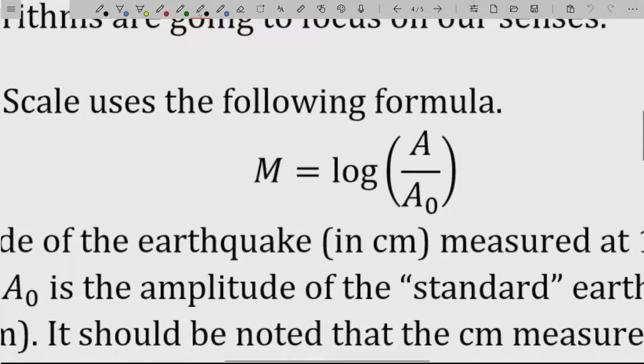A here is known as the amplitude of, let's just say, the earthquake, since we're actually dealing with Richter scales. But if it was decibels, it would be the power amplitude of the sound. And A naught would be the smallest possible measurable energy from whatever we're talking about, in this case, earthquakes. So the smallest measurable earthquake.